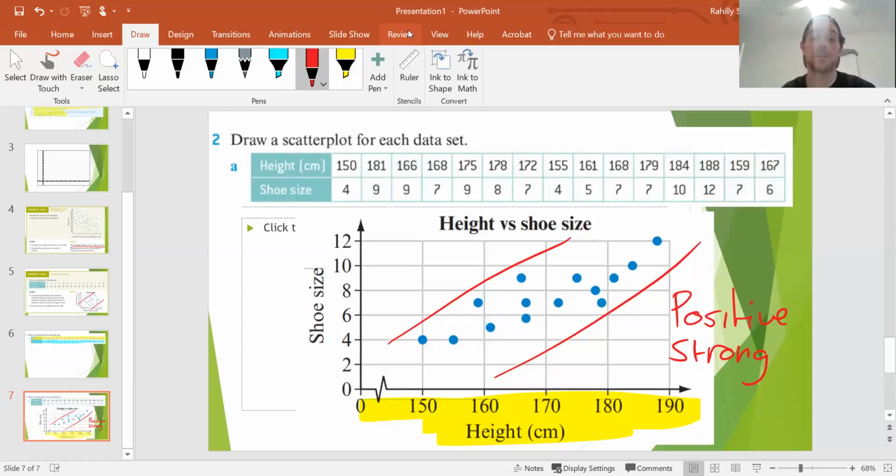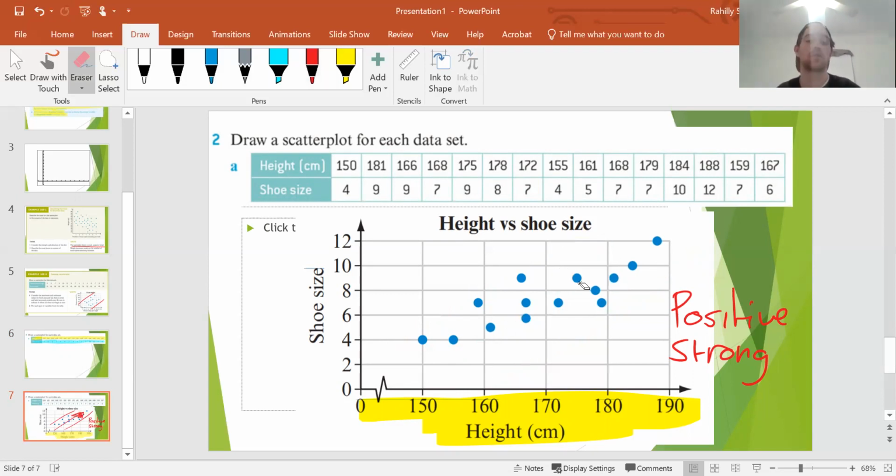Okay, and if you were being asked to actually describe that data based on the information, you would say that the taller someone is, the more likely their shoe size is to increase. Again, there's a positive trend going through there, and it's quite easy to see, meaning it is a strong piece of data as well.